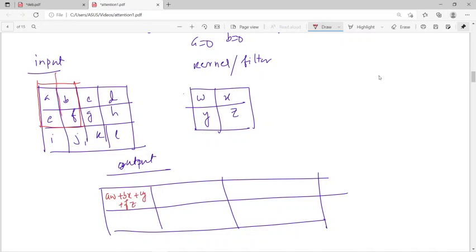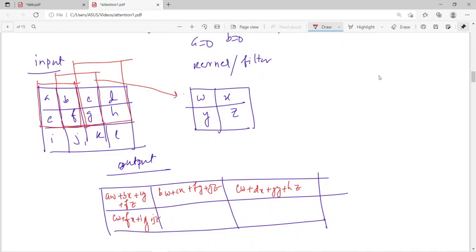Now what will happen? You have to shift the input to the next position and again multiply with the kernel. That is a dot product. That means we can write BW plus CX plus FY plus GZ. And again we shift like that, then CW plus DX plus GY plus HZ, and we can compute the rest just by moving the input. So we are just sliding the kernel over the next input.